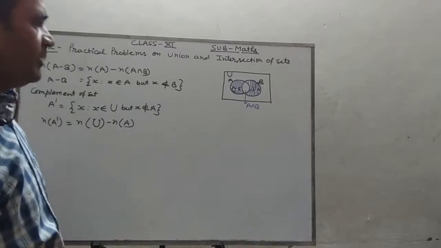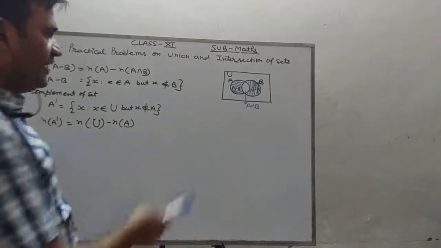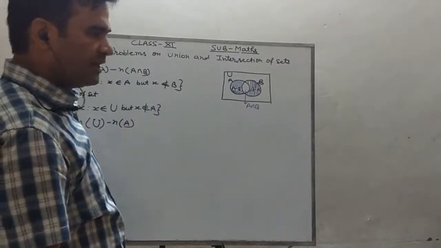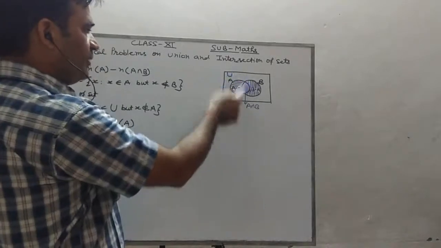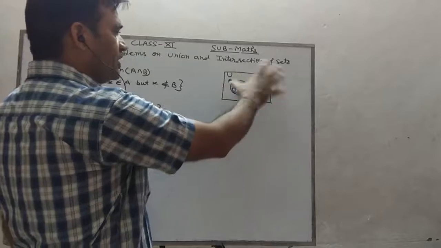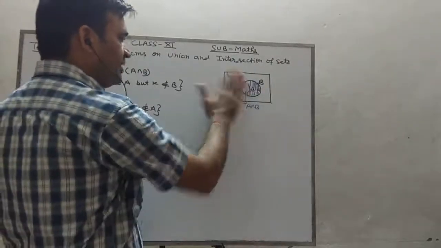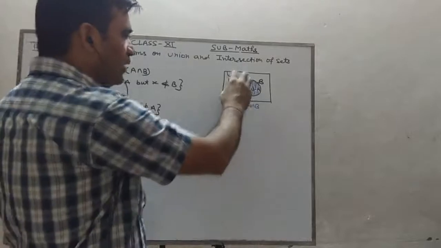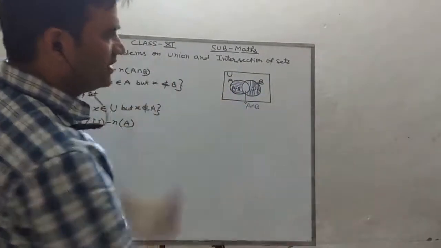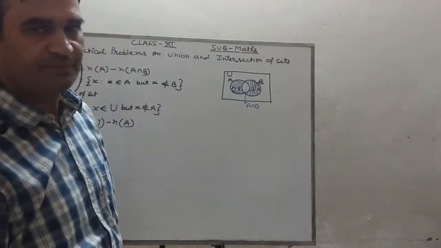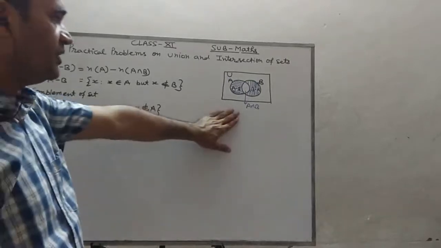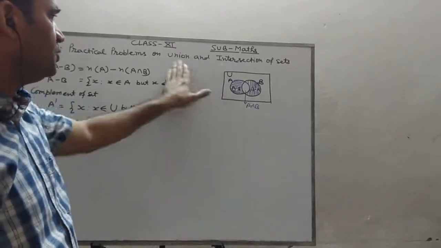If we talk about the Venn diagram, then the Venn diagram of A minus B is the portion shaded by horizontal lines. And the Venn diagram of A complement is all the portion of this universal set except A. Outside this first circle, the whole region will denote A complement. Okay. So now with the help of this Venn diagram, we are going to establish a relationship between union and intersection.